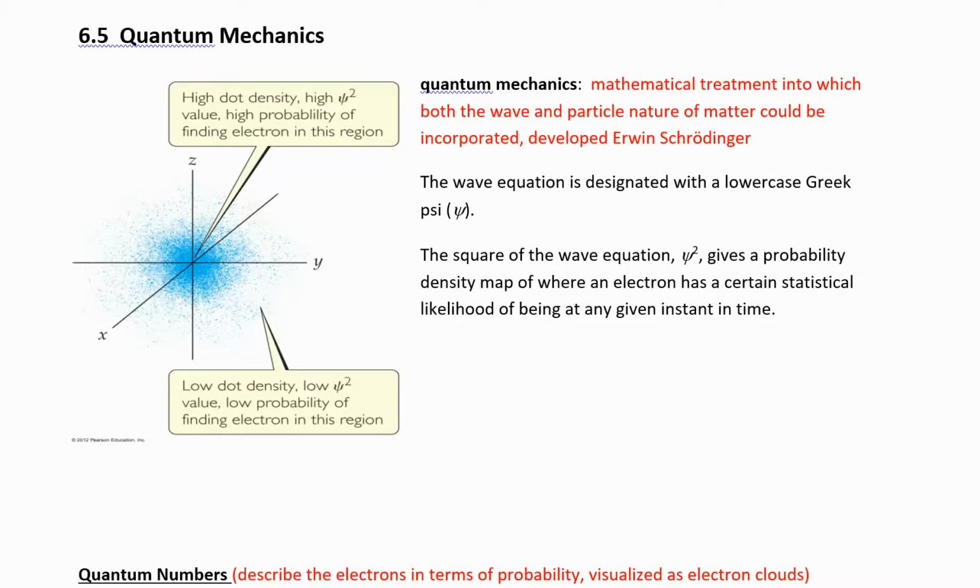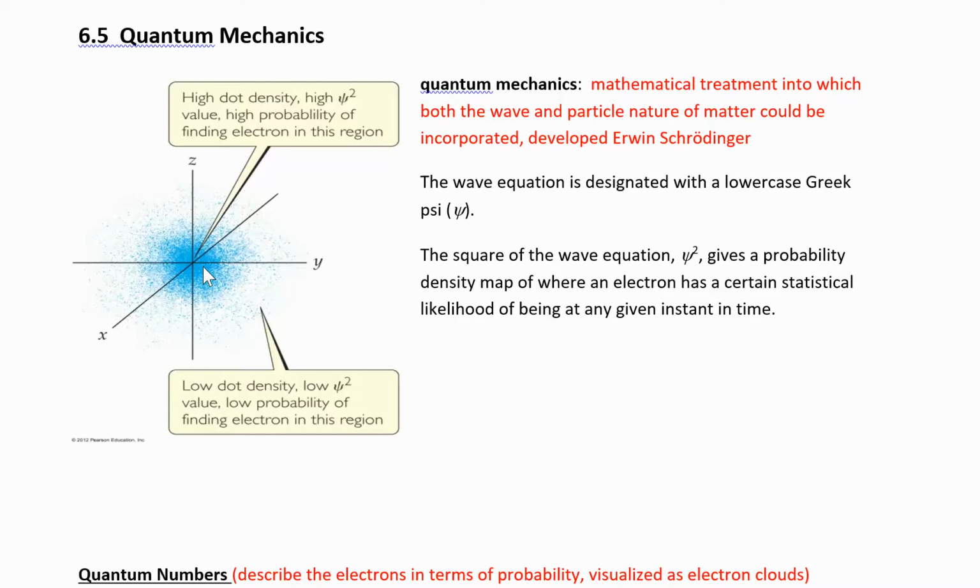Now we want to talk about where these electrons live. Where do they live in an atom? If you look at a picture like this, a probability density map, think of it as taking a bunch of pictures. Electrons are not stagnant. They're constantly moving, right? If you took a bunch of pictures of an electron and superimposed them onto the same spot, you can see where the electron likes to hang around.